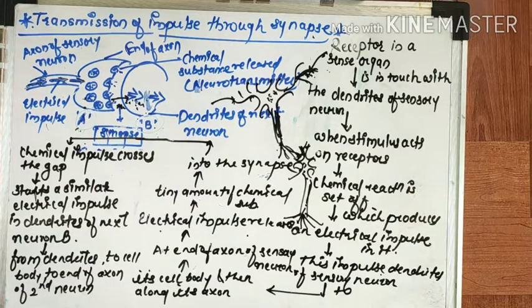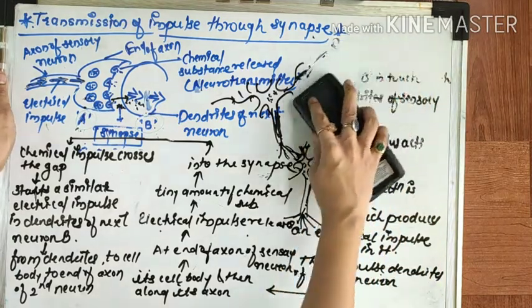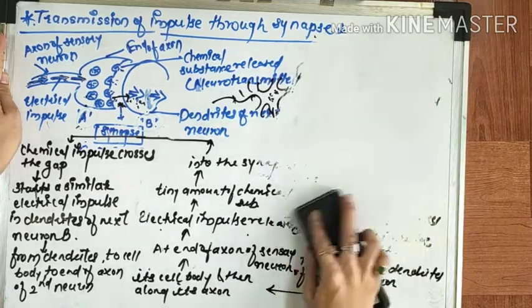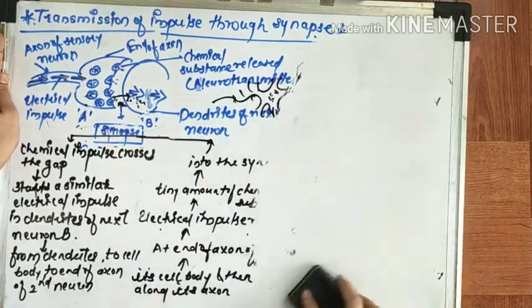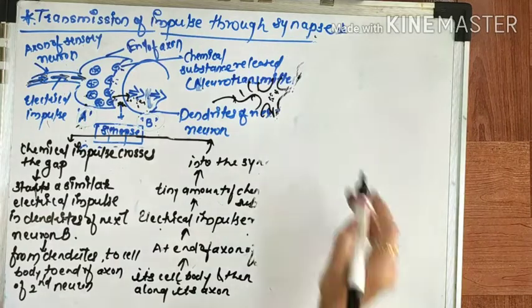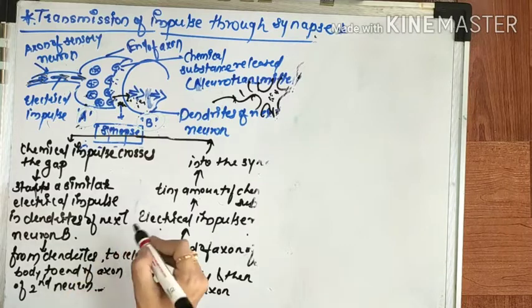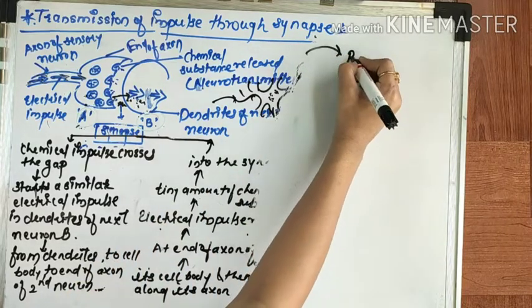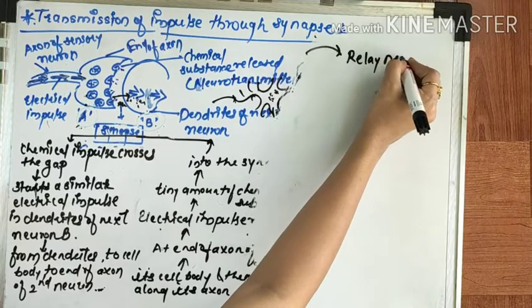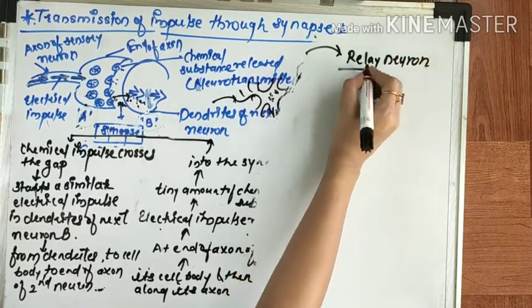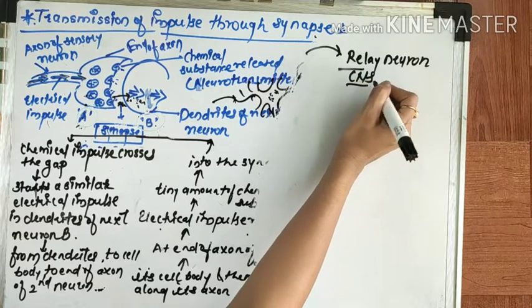This transferring of messages goes on until the electrical impulse reaches the relay neuron, which is present in the spinal cord and brain. Till now you are getting it, right? So this chemical impulse, whatever is released, gets transferred and finally reaches this relay neuron. As we know, it is present in the central nervous system, in the brain and spinal cord.